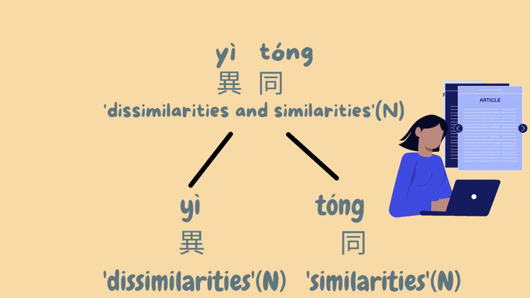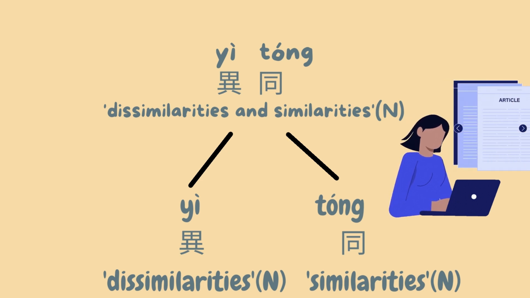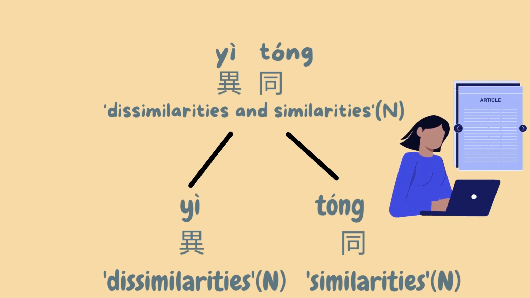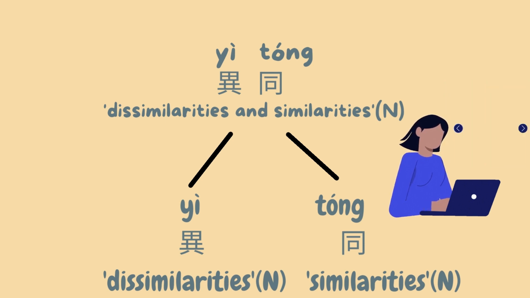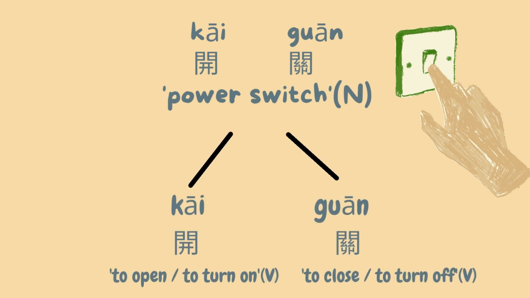The constituent characters 异, dissimilarities, a noun, and 同, similarities, a noun, are antonymous. The meaning of the word they form is the combination of the two characters that make it up, dissimilarities or similarities, a noun. The next one is 开关, power switch, a noun.